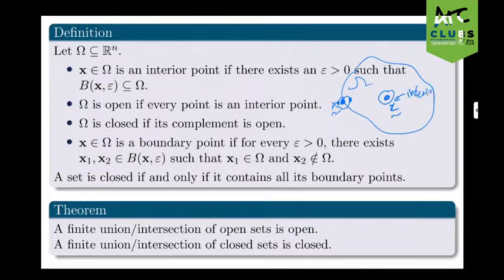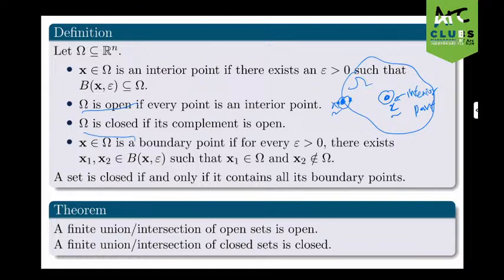I think most of these definitions are fairly intuitive. This is just a formal way to define them. A set is open if every point is an interior point. So if any x inside omega is an interior point, then omega is open. And omega is closed if its complement is open. It's important to note that something doesn't have to be open or closed. These are not logical opposites of each other. Something could be both open and closed, something could be neither open nor closed. All of that is possible.